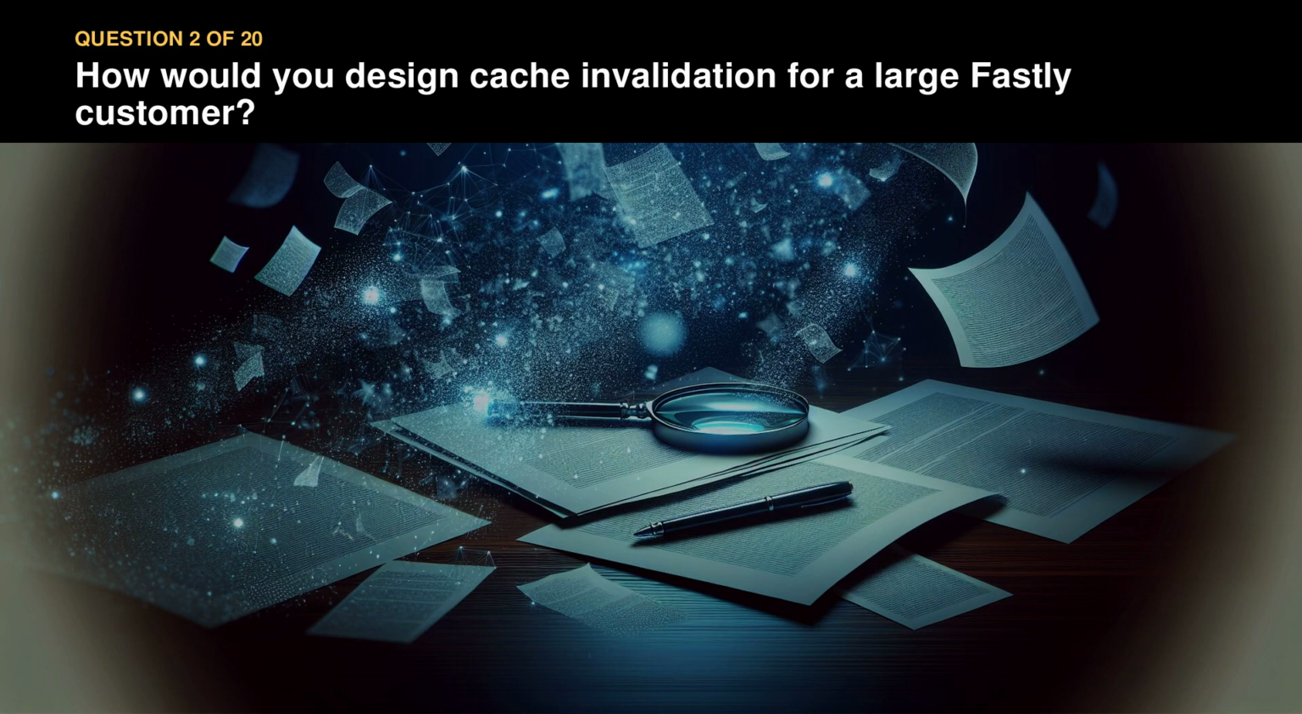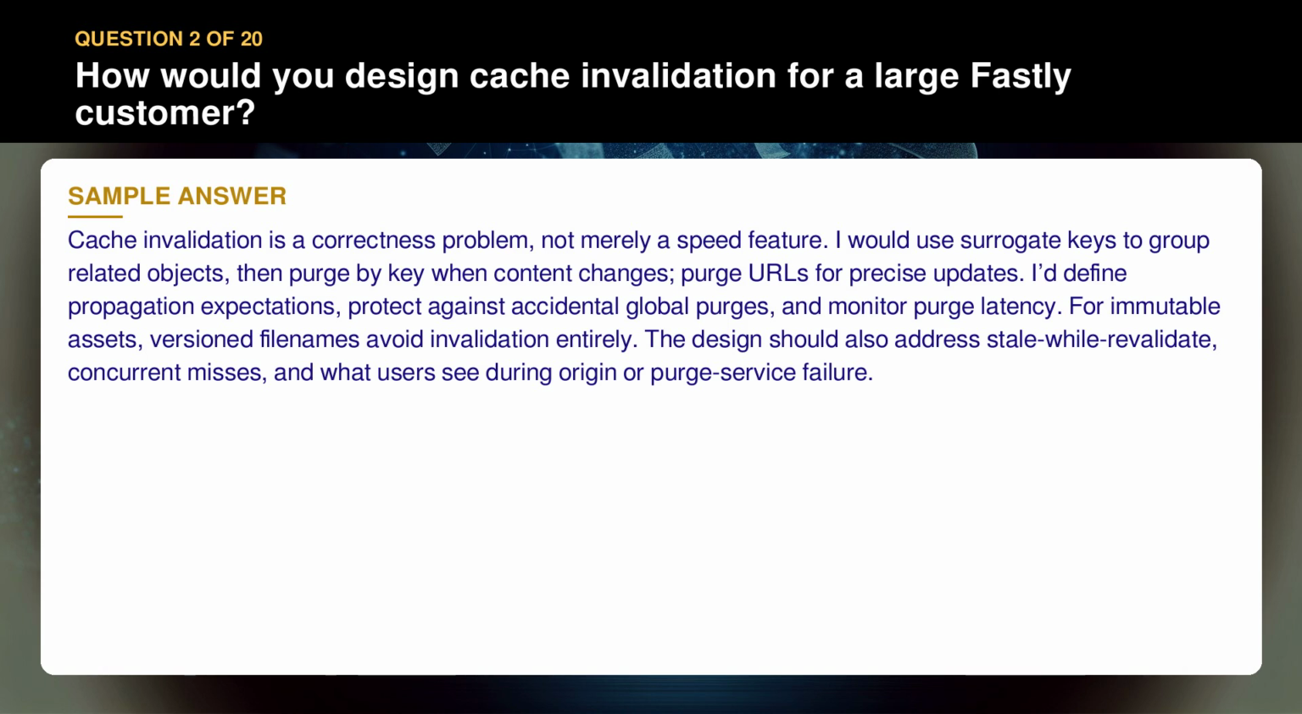Question 2. How would you design cache invalidation for a large Fastly customer? Cache invalidation is a correctness problem, not merely a speed feature. I would use surrogate keys to group related objects, then purge by key when content changes, purge URLs for precise updates. I'd define propagation expectations, protect against accidental global purges, and monitor purge latency.